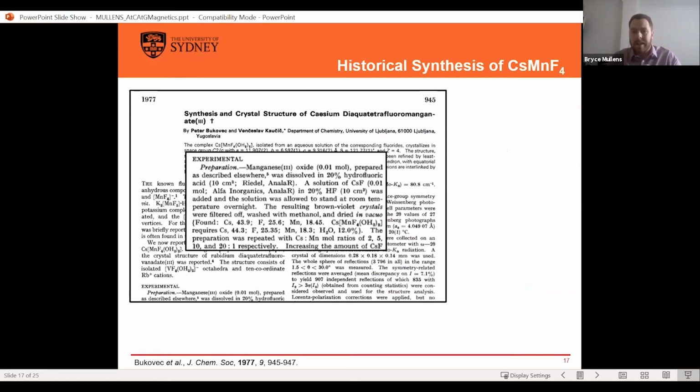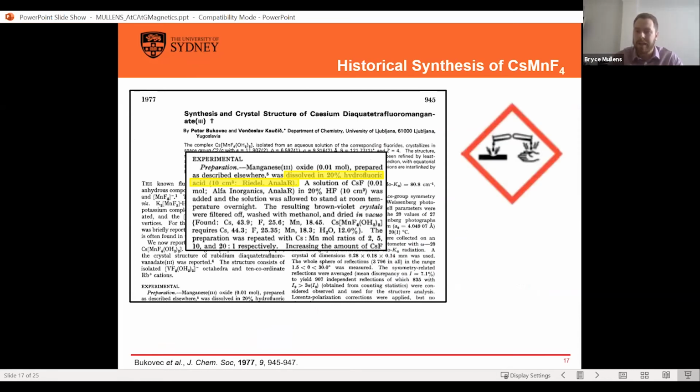What's more, if we were to look at the experimental methods that are actually in these sorts of papers, we see that it involves dissolving manganese 3 oxide in something like 20% hydrofluoric acid. If anybody's unaware of hydrofluoric acid, it is both corrosive and toxic, and it's fatal upon both contact and upon inhalation as well.